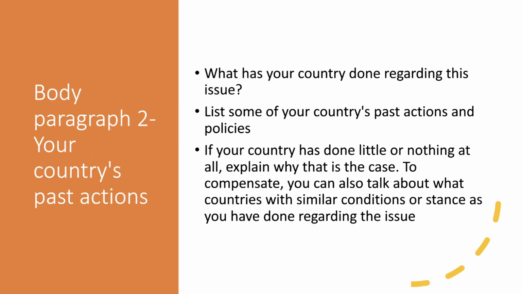After the first body paragraph is the second body paragraph. This paragraph answers the question, what has your country done regarding this issue? To do this, list some of your country's past actions and policies. This could be a conference, maybe a bill that was passed, or even what the people's stance on the issue is. If your country has done little or nothing at all, explain why that is the case, and to compensate, you can also talk about what countries with similar conditions or stance as you have done regarding this issue.